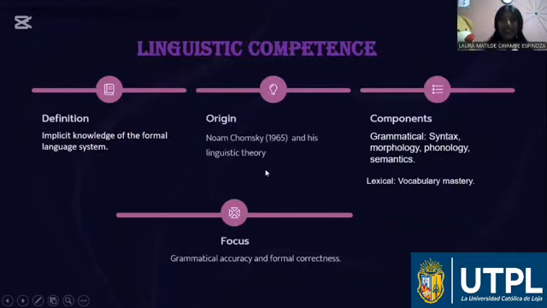The first is linguistic competence. Definition. Linguistic competence refers to a person's ability to construct and understand correct sentences following the rules of the language. It is basically the internal knowledge we have about the grammar, vocabulary, and sounds of the language. This concept was proposed by linguist Noam Chomsky in 1965 within his theory of generative grammar, which holds that we all have an innate ability to learn language.